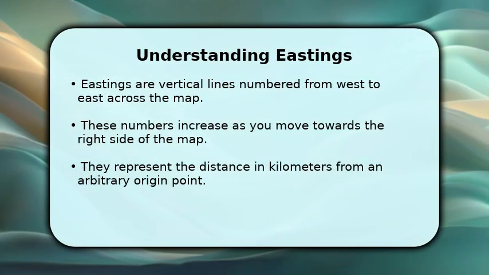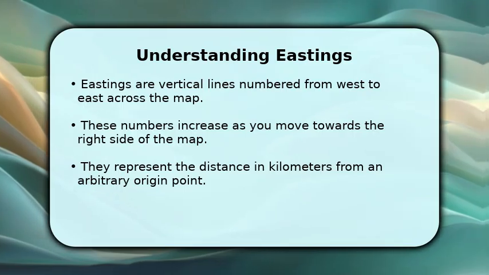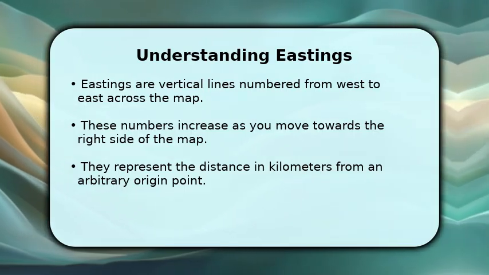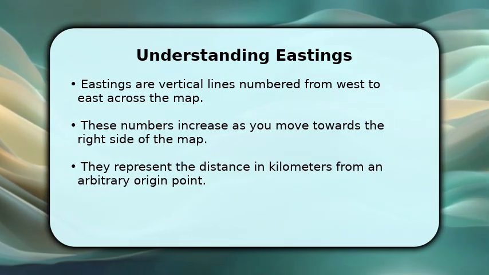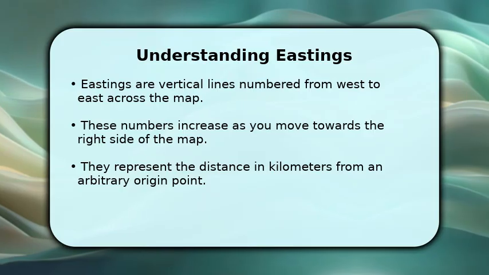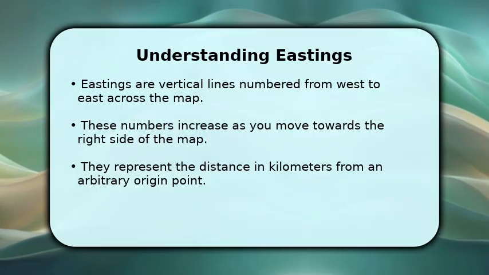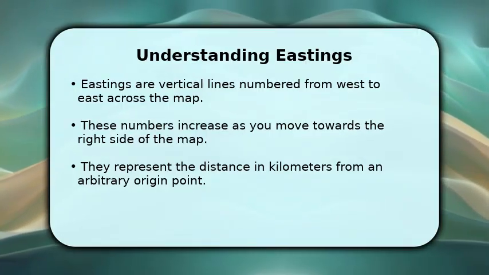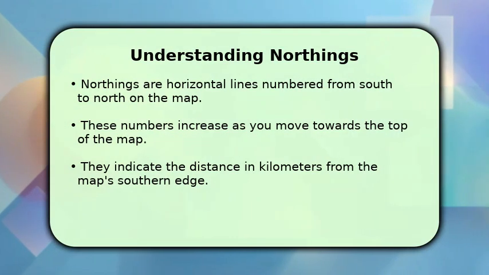Let's dive into eastings. These are the vertical lines on your map, running from the bottom to the top. You'll notice they are numbered sequentially from left to right, or west to east. As you move across the map to the right, these numbers will increase. Eastings essentially tell you how far east a location is from a starting point, forming the first part of your grid reference.